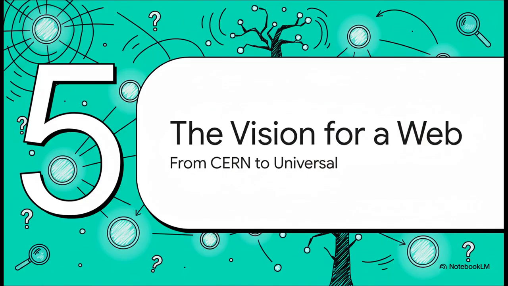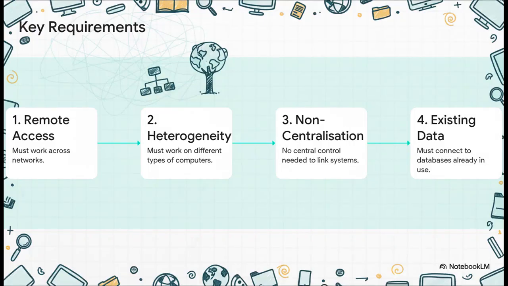Okay, so this was way more than just a cool theory. The document actually laid out a clear, practical vision for how to build a real system, one that could start as a tool for CERN and then grow into something, well, something much, much bigger. For this to work, the proposal said it had to meet 4 crucial requirements. First, remote access. It has to work over a network.